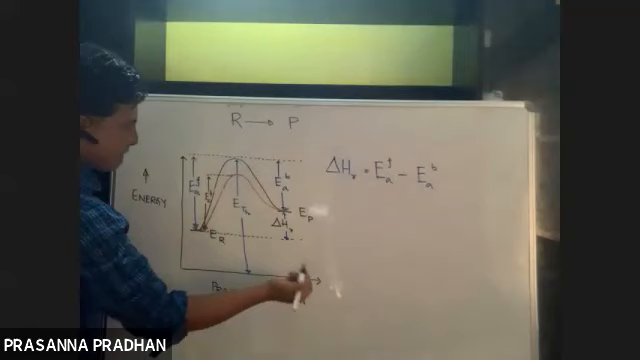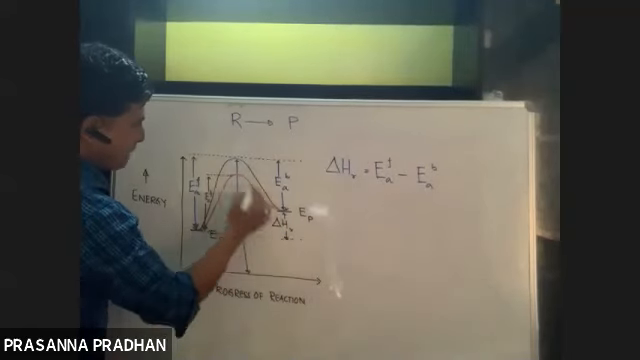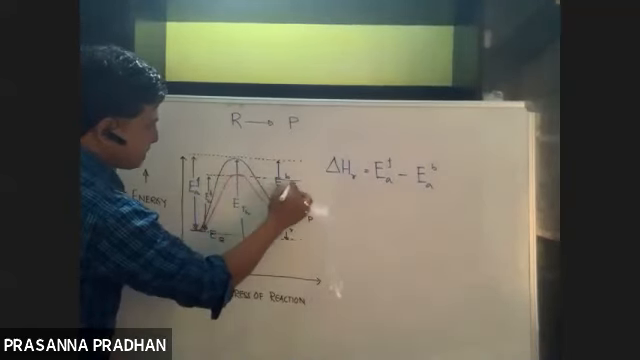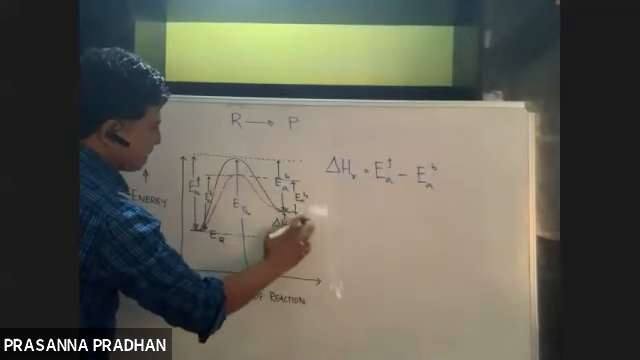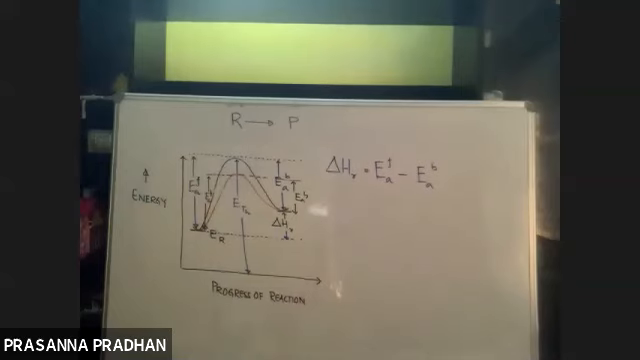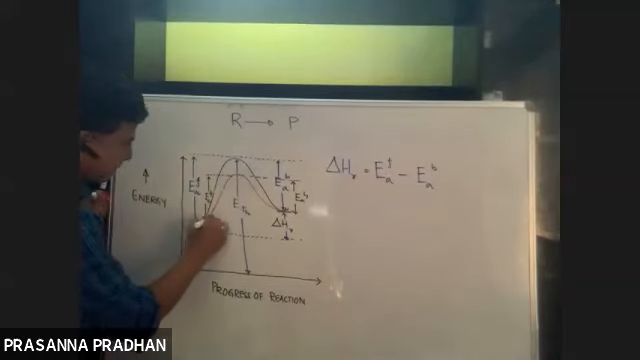Okay, and in presence of a catalyst, this was the activation energy for the backward. This is the activation energy for the backward in presence of catalyst. Fine. Now you just concentrate on the graph in presence of a catalyst. You just concentrate on this red graph.